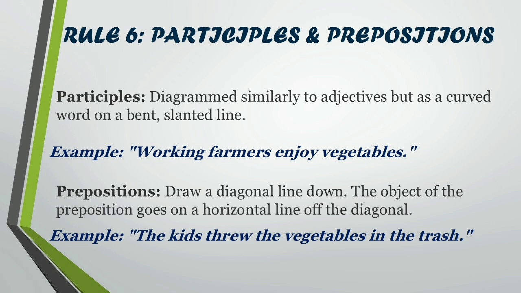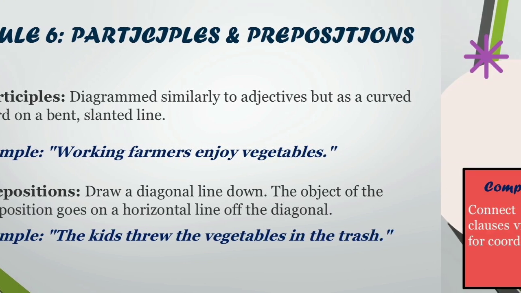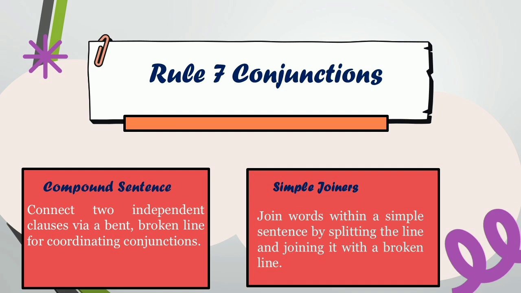Rule 6 addresses verbal modifiers and prepositional structure. First, look at participles, verbs acting as adjectives, like working. In "Working farmers enjoy vegetables," to show that working has verbal roots, place it on the distinct bent line that wraps around the bend. Next, look at the preposition in. "Throw the vegetables in the trash." Drop a slanted line down for the preposition in, then branch into a flat horizontal shelf for its object, trash.